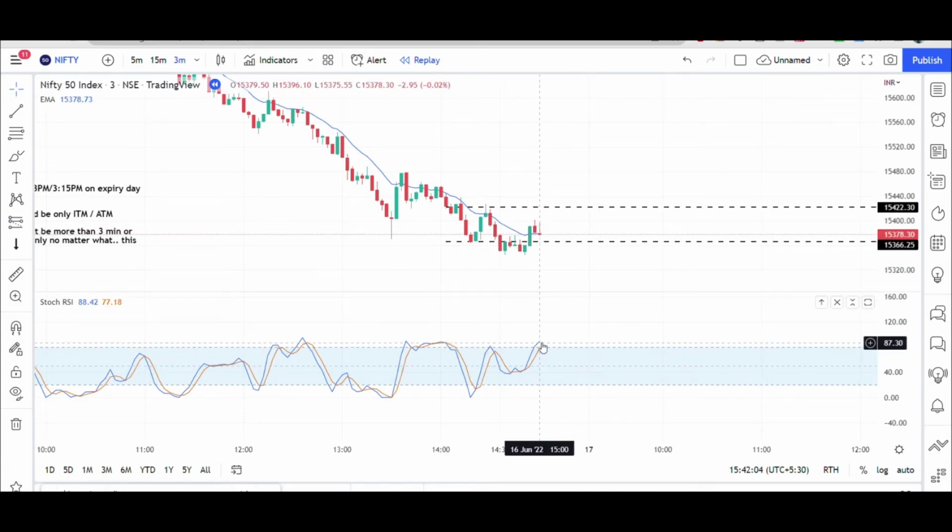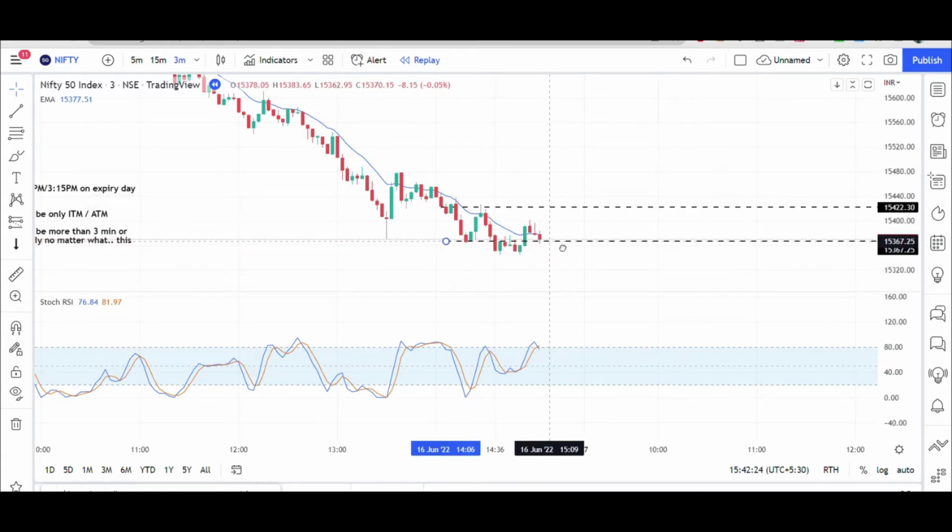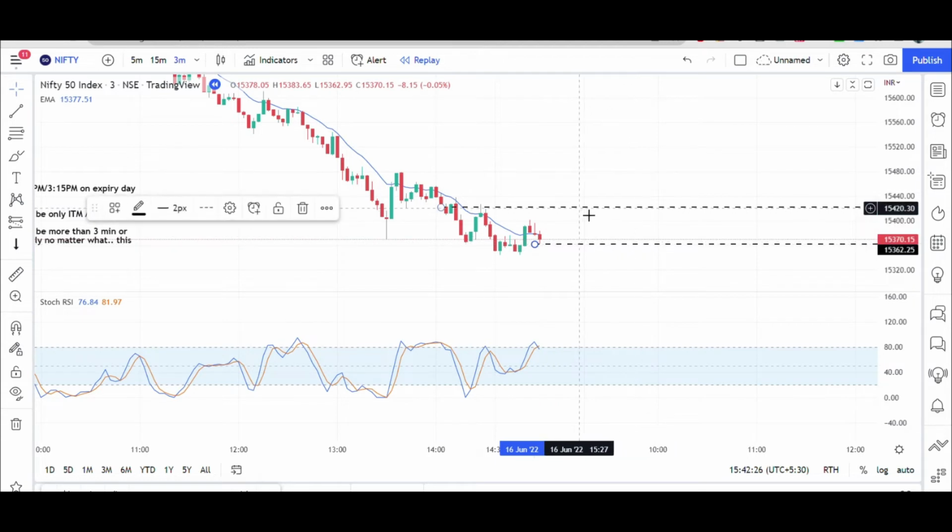Still going, this stochastic RSI is still going up, and this is almost near 13 EMA, but the candle looks a bit bearish because it went up and faced the rejection. So I would like to go short now. It gave the breakdown, faced the resistance, and is giving the breakdown. So I'm entering again. I will remove this.